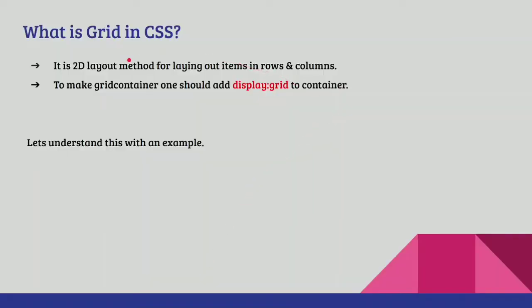Hello my friends. It's time to see grid in CSS. This is a very important question for an interview as well as from a construct perspective. Firstly, grid is a two-dimensional layout method for laying out items in rows or columns. It is also used for creating the layout of our page most of the time. Then we can say, to make a grid container, one should add display grid to our container. And how it exactly works, let's see that concept in our VS Code.